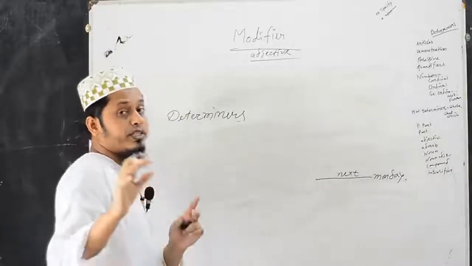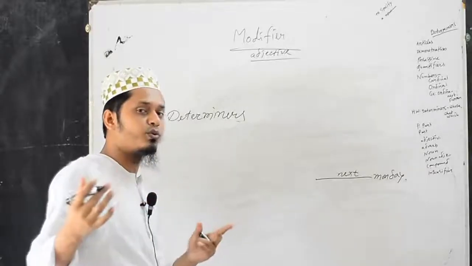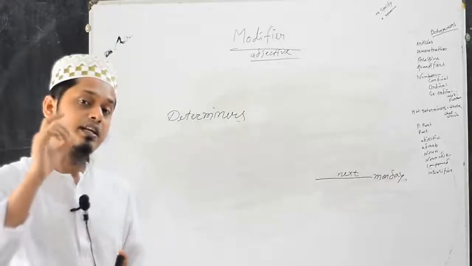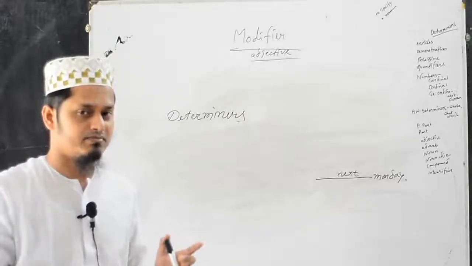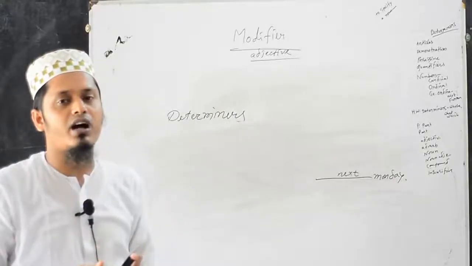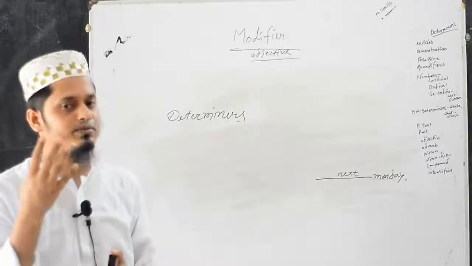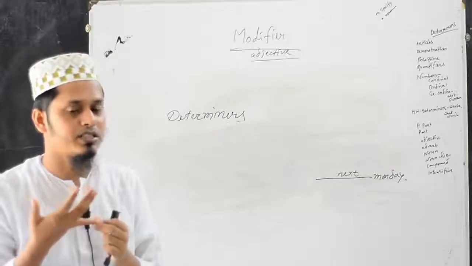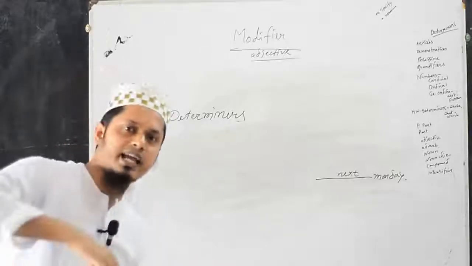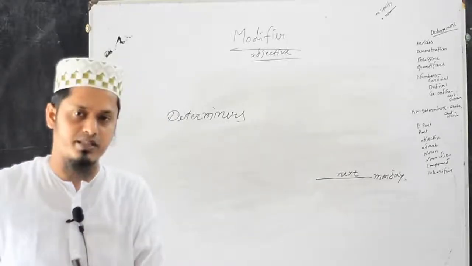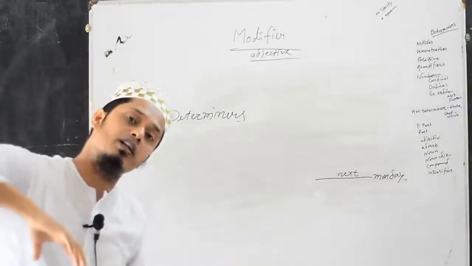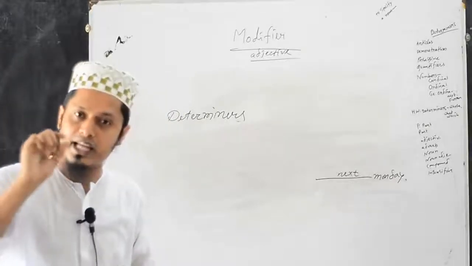And then the WH determiners. We know what's the WH. Actually, we know that there are 18 types of adjectives. The general students know adjectives are only divided into 4 types. Adjective of quality, quantity, adjective of number, pronominal adjective. But these adjectives are also divided in many types. And total adjectives are divided into 18 types. And these all 18 types can be used as pre-modifier.